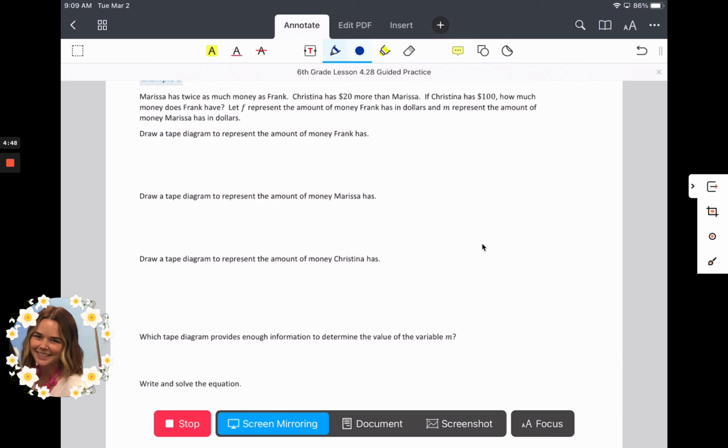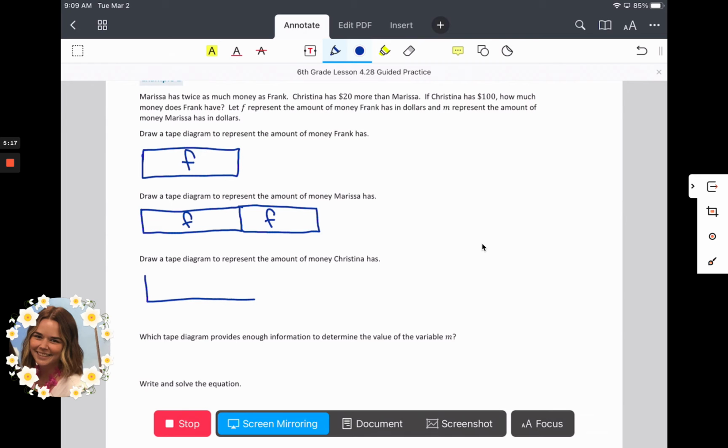So first we'll draw a tape diagram to represent how much money Frank has. So Frank is just F. Marissa has double what Frank has, so she has an F plus an F. And Christina has $20 more than Marissa. So we'll take that whole amount that Marissa has plus 20, and we know that Christina has $100.